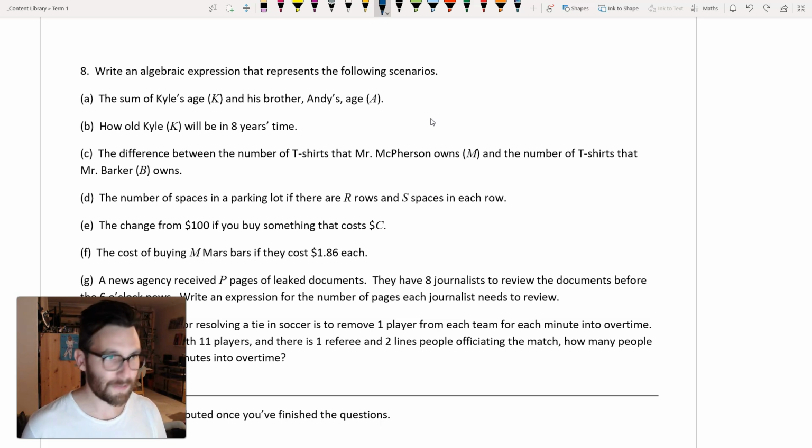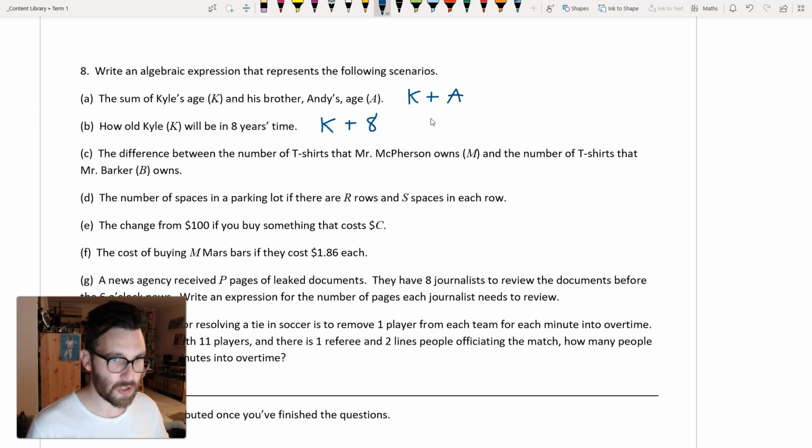So for example, this first question, if we want the sum of Kyle's age and his brother's age, sum is an adding word. So if we're adding together Kyle's and Andy's ages, it's just as simple as writing K plus A for these ones. So we're adding together these variables, but it doesn't matter how old they are, we just want an expression to represent it. How old Kyle will be in 8 years' time? Well, his current age is K, however old that is. And if we add on 8 to that, that'll give us his age in 8 years' time.